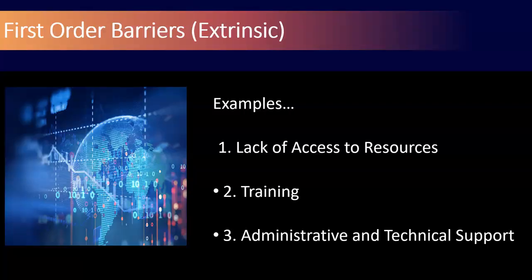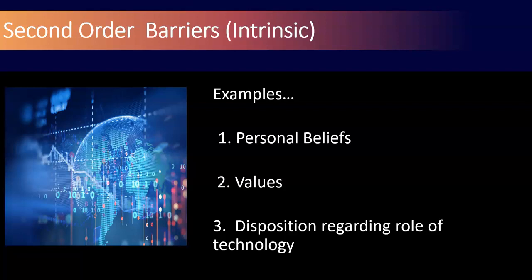First-order barriers, some examples: lack of access to resources, lack of training, and lack of administrative and technical support. Second-order barriers, some examples: personal beliefs about teaching online, values, and disposition regarding the role of technology.